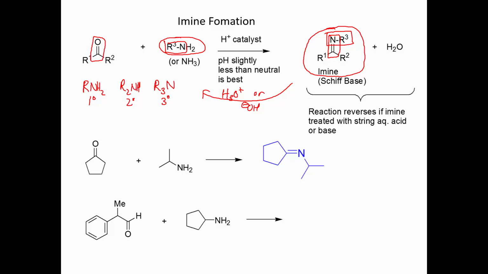In this bottom case, we still have a primary amine. Recognize that the alkyl group is cyclopentyl, but the nitrogen isn't part of the ring system. So the imine that we would expect would be this. And in each case, we would need a slight additive here, a mild acid catalyst, to enable this reaction to go.